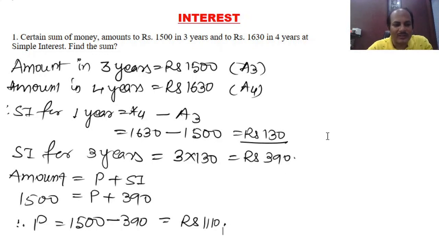Dear students, it's not the case that I can go ahead with only 1500. If you want, you can go ahead with rupees 1630 also. But in that case, you'll have to take the simple interest for 4 years and you'll get the same answer in both cases, whether I'm taking simple interest for 3 years or for 4 years.